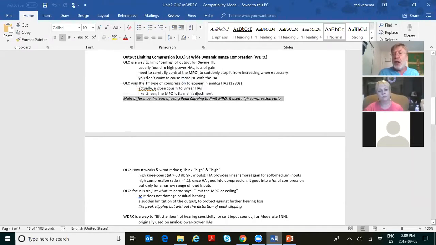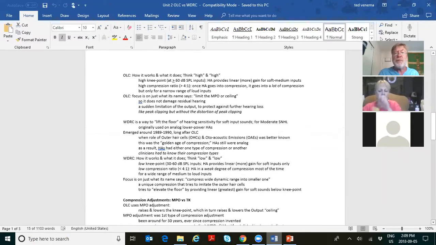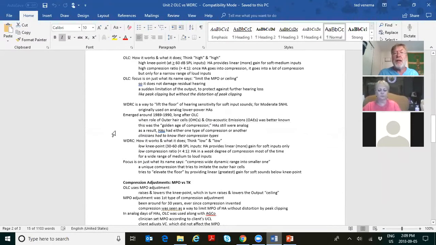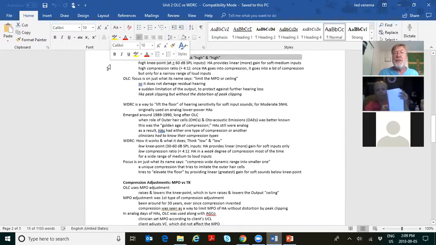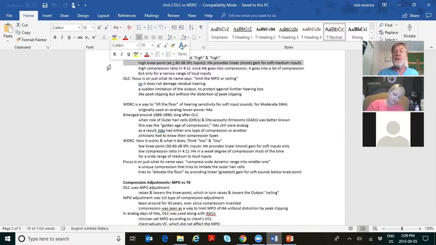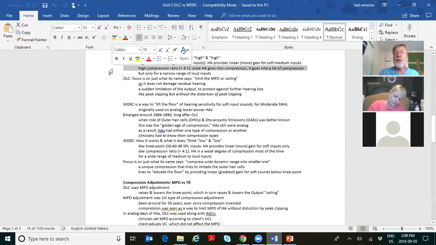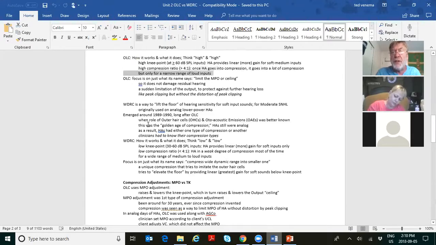How it works, top of page 2. Think high and high. High knee point, 60 dB SPL or more. The hearing aid provides linear, read most gain for soft and medium inputs. High compression ratio, greater than 4:1. Once the hearing aid goes into compression, it goes into a lot of compression. You can see that compression takes place for a narrower range of loud inputs.